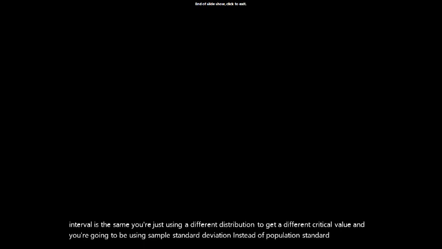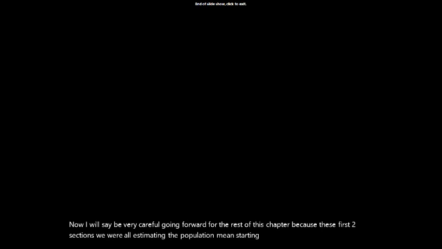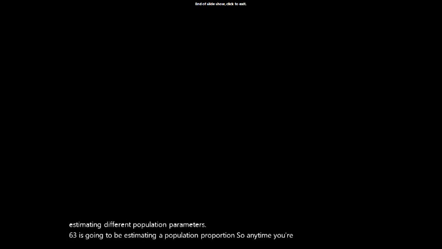Now, I will say, be very careful going forward for the rest of this chapter, because in these first two sections we were all estimating the population mean. Starting in section 6.3, we are going to be estimating different population parameters. 6.3 is going to be estimating a population proportion. So anytime you're doing any of these confidence interval problems, make sure that you take 10 seconds to figure out which population parameter you are supposed to be estimating. Am I estimating population mean? Am I estimating proportion? Am I estimating population standard deviation? What am I estimating?